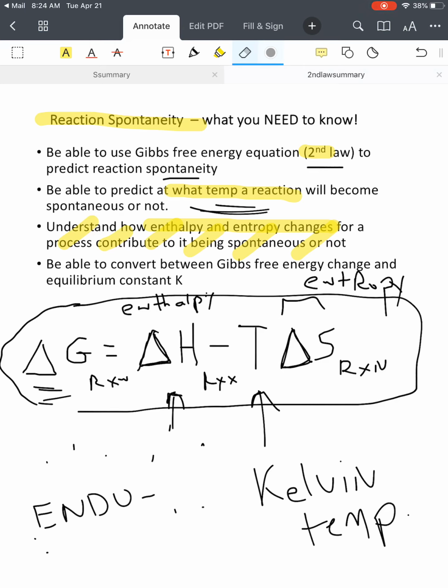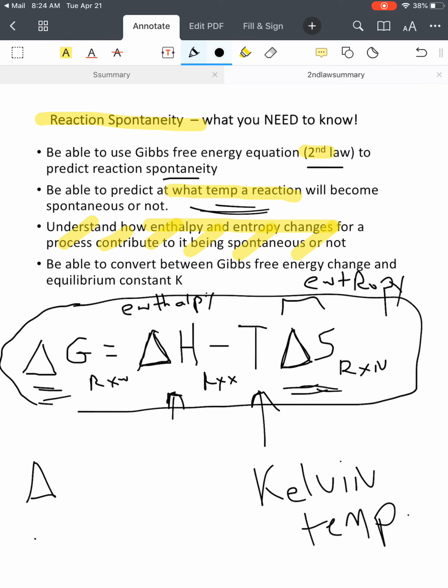But there's always this interplay between delta H, our enthalpy of reaction, and our entropy of reaction over here on the right. There's always this interplay, right? Because look what we have to do. We take our entropy and we multiply it by the Kelvin temperature.